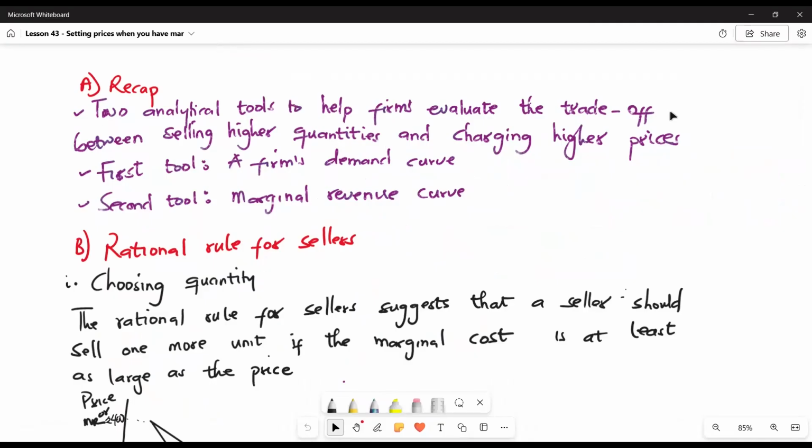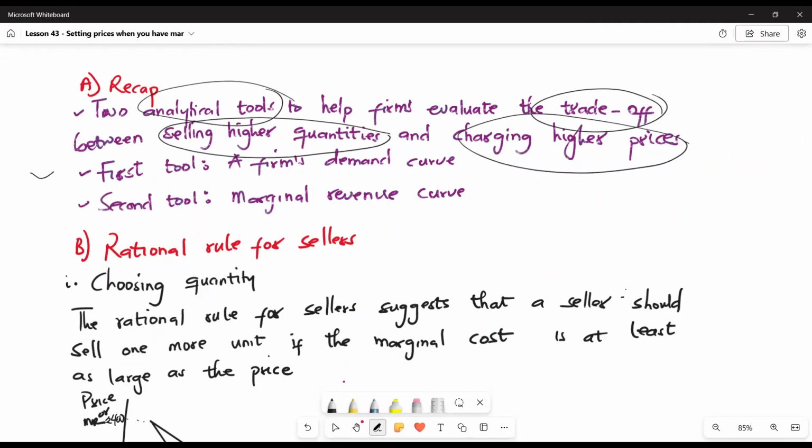So in our previous lessons, we saw that firms have two analytical tools to help them evaluate the trade-off between selling higher quantities and charging higher prices. The first one that we looked at is the firm's demand curve, where we saw that firms with lower market power have a relatively more elastic demand curve, and firms with higher market power have a relatively less elastic demand curve. The second one that we looked at was the marginal revenue curve, which typically reflects the output effect and the discount effect.